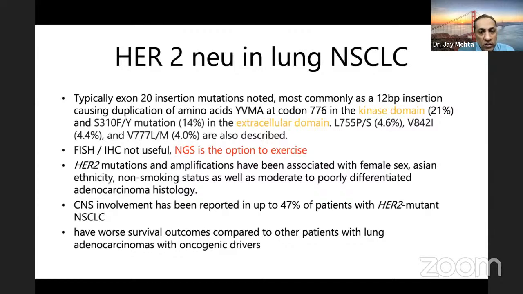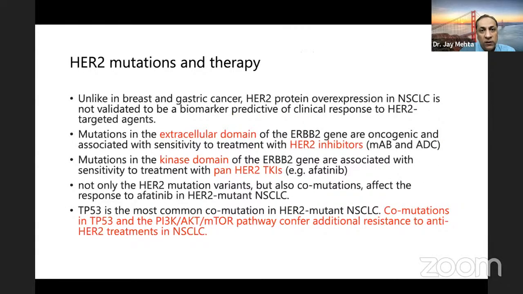HER2 mutations and amplifications are associated with the female gender, Asian ethnicity, non-smoking status, as well as moderate to poorly differentiated adenocarcinoma histology. Half of these patients with HER2-mutant lung cancers tend to have CNS involvement. And they have worse survival outcomes compared to other patients with lung adenocarcinomas with oncogenic drivers. So as I said, unlike in breast and gastric cancers, doing IHC doesn't really help.